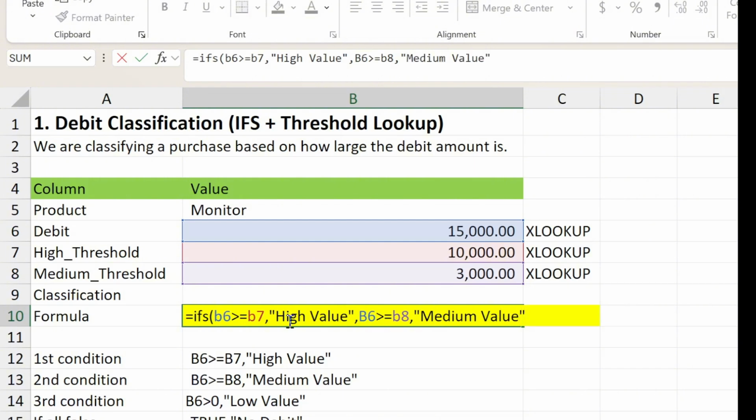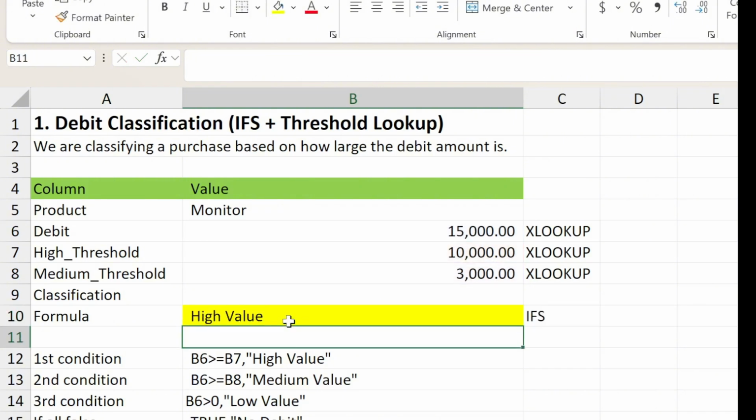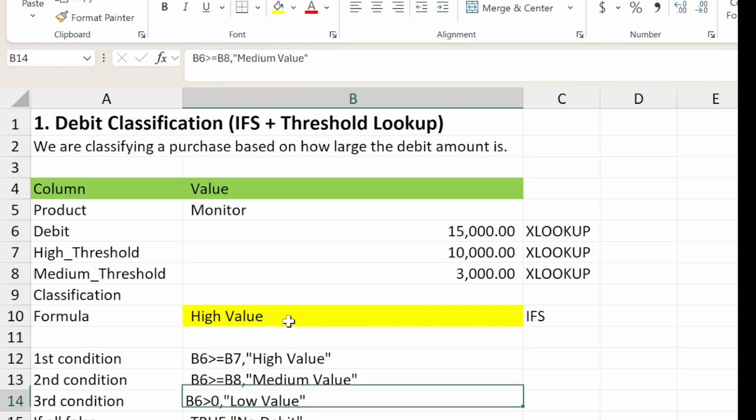In the sample data the product monitor has a debit of 15,000. The high threshold is 10,000 and the medium threshold is 3,000. Since 15,000 is greater than 10,000 the first condition is true and IFS returns high value. This example shows how arranging conditions in the correct order ensures the formula produces the right classification.